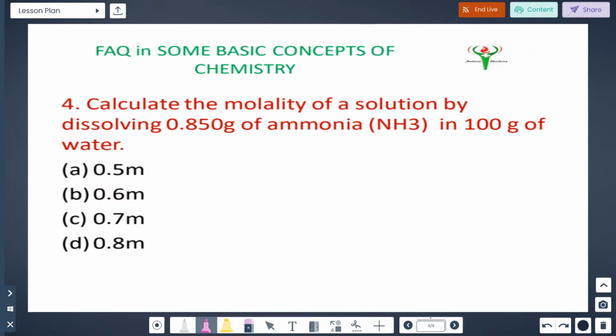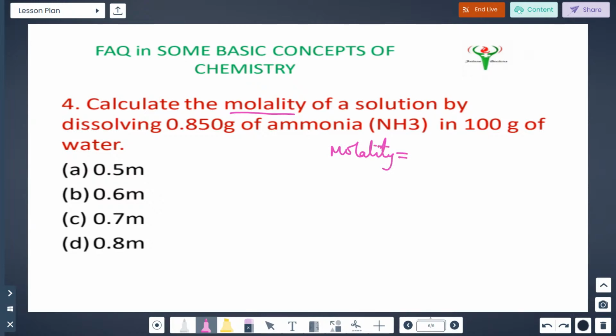So calculate the molality of a solution by dissolving 0.850 gram of ammonia in 100 gram of water. You know the formula for molality. If you know the formula for molality, you can use it to solve the sums. Understood? I am writing here molality. Molality means what's the formula?